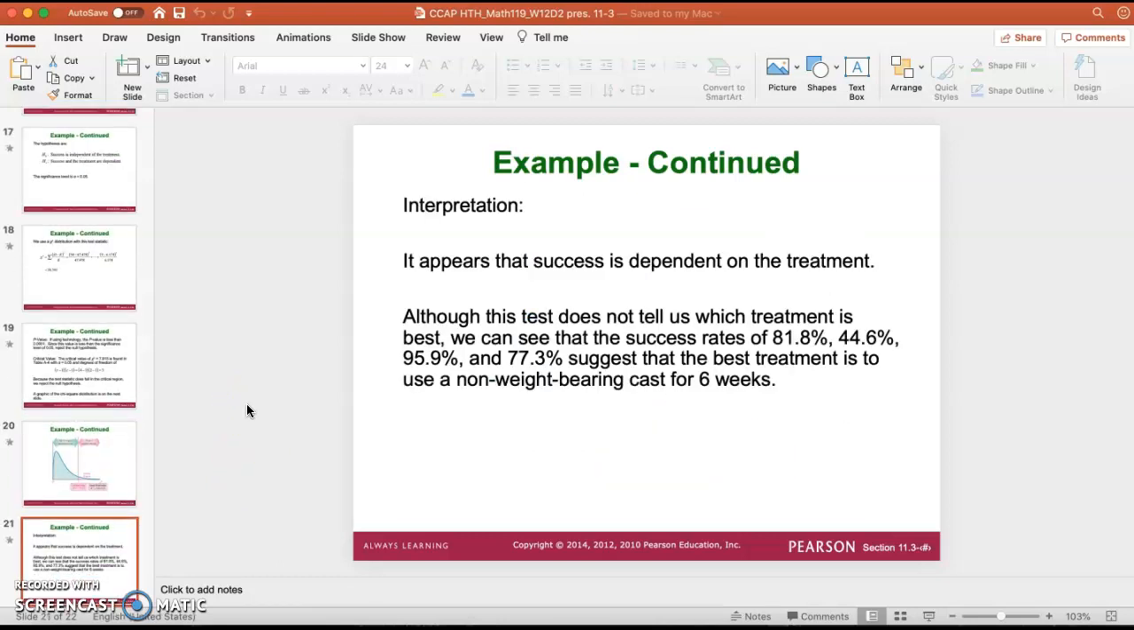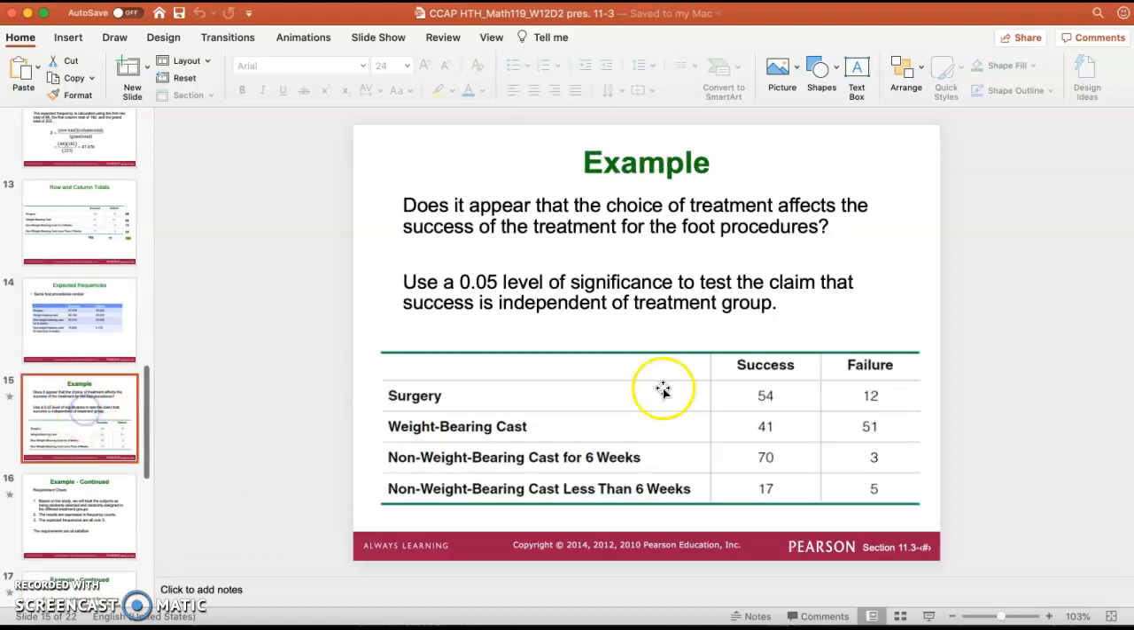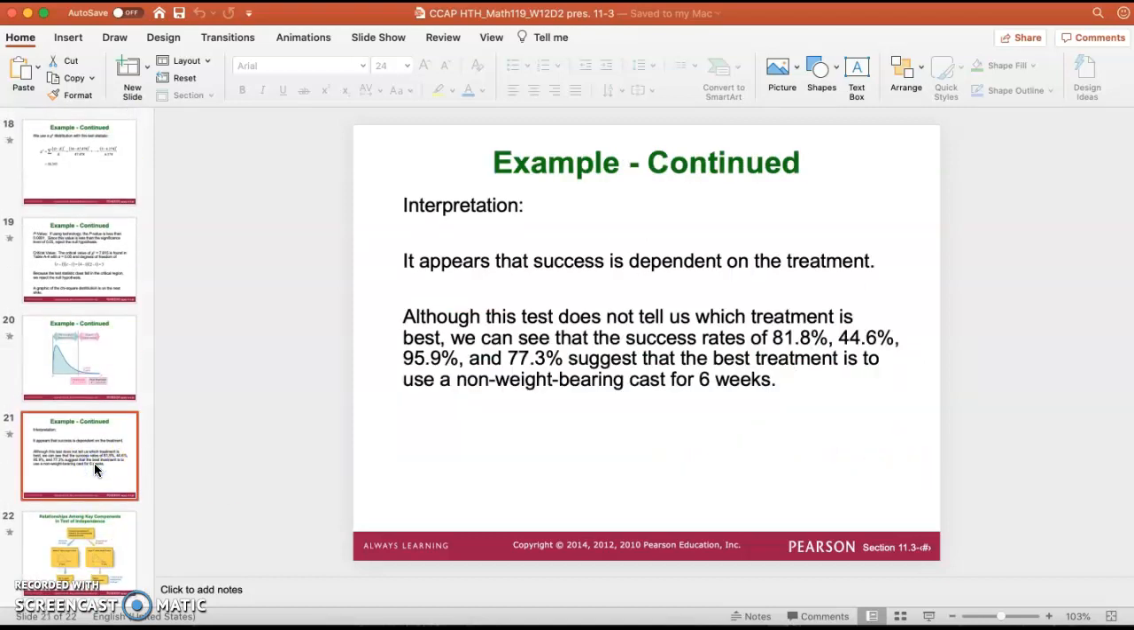All right, and just to interpret that conclusion a little bit, it appears that success is dependent on treatment, since we rejected the null hypothesis of independence. And this is just a little extension here of that particular context. So although this test does not tell us which treatment is best, we can see that the success rates of 81.8%, 44.6%, and so on suggest that the best treatment is to use a non-weight bearing cast for 6 weeks. And that's just because from that table of values, you got the biggest percentage in this row. That's all that is. It's just an extension of the context there.